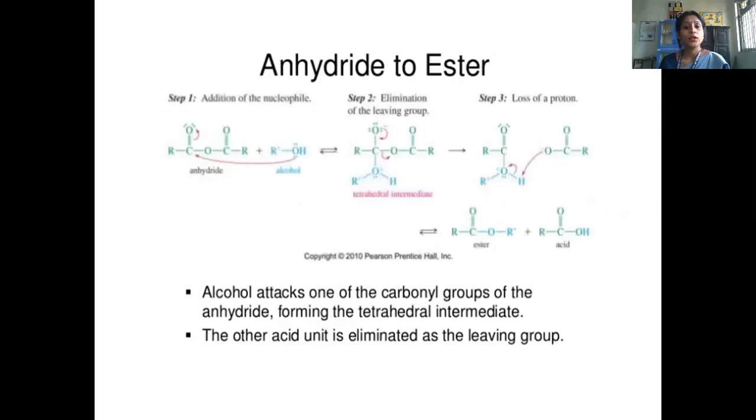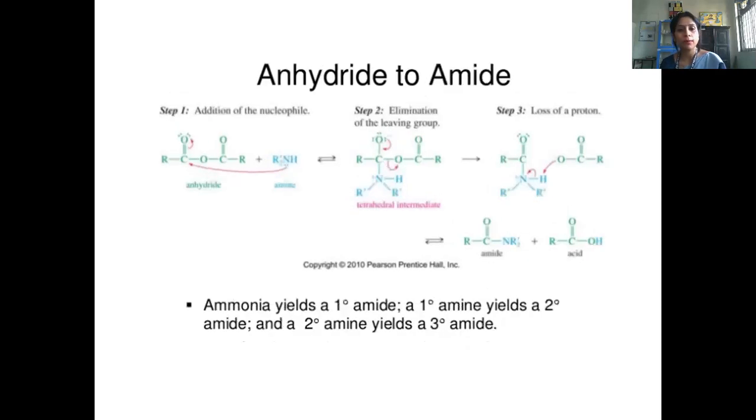Then we have to see anhydride to ester. Anhydride reacts with alcohol and forms a tetrahedral intermediate, followed by elimination of the leaving group, and then loss of a proton, and we get an ester as the main product. Then anhydride to amide also. Similarly, when anhydride reacts with amine, there will first be the addition of the nucleophile, the amine group, and then elimination of the leaving group, and then loss of a proton, and finally we get the product as an amide. We have to remember that if we use ammonia, it will give a primary amide. If we use a primary amine, it will give a secondary amide. If we use a secondary amine, it will give a tertiary amide.